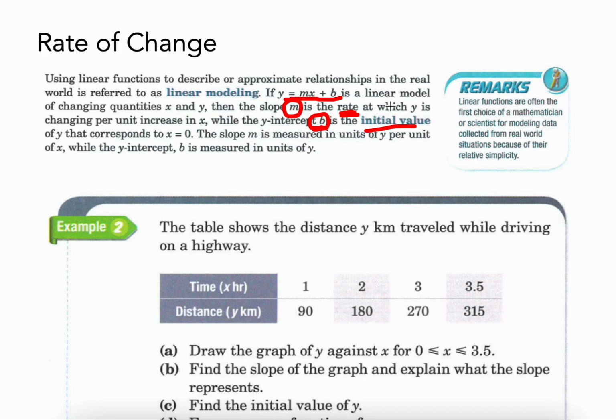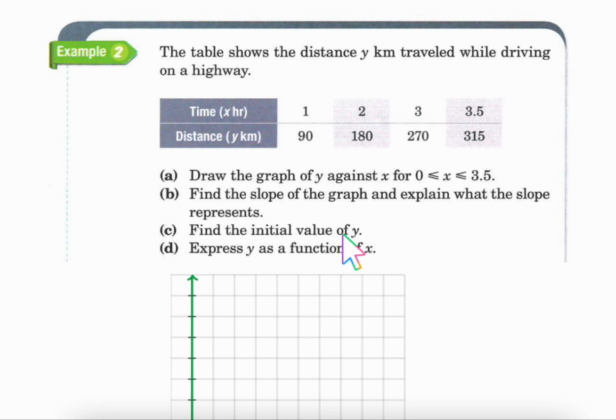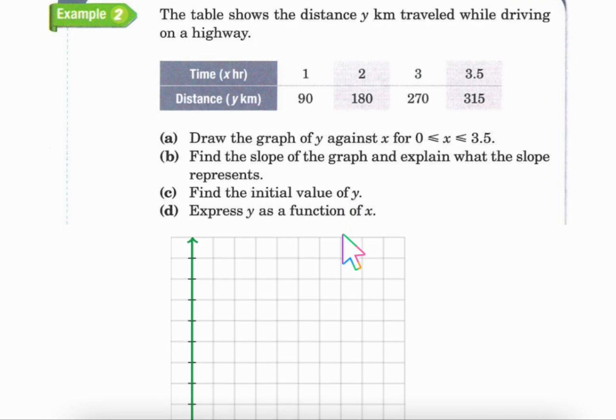Today we're going to look at a couple of examples so that it makes a little more sense and we get some practice. This is example 2 from your book. It says that the table below shows the distance y kilometers traveled while driving on a highway. In your table, you have your time, which is x hours, and your distance in y kilometers. So after 1 hour, you will have gone 90 kilometers. After 2 hours, 180 kilometers. After 3 hours, 270, and so on.